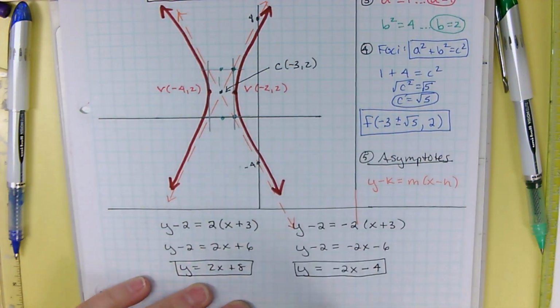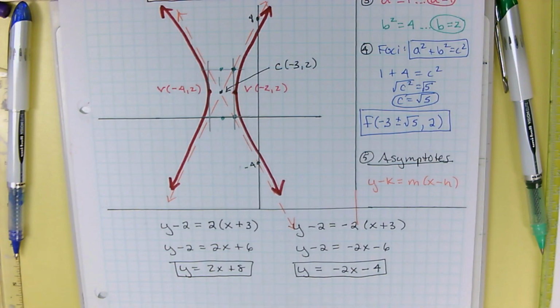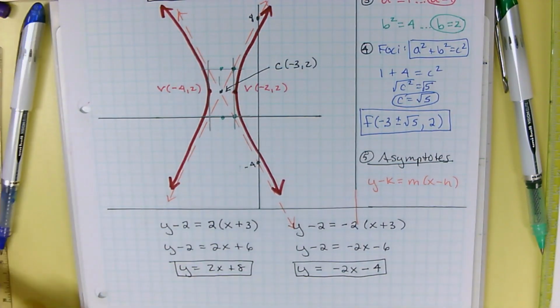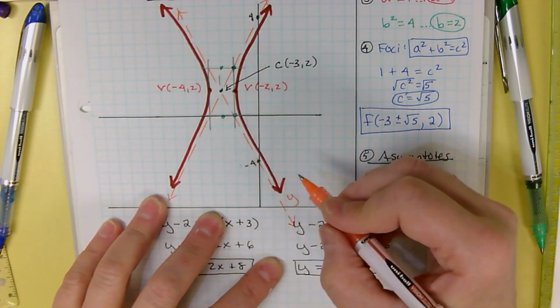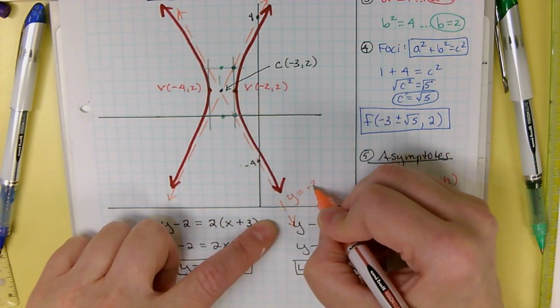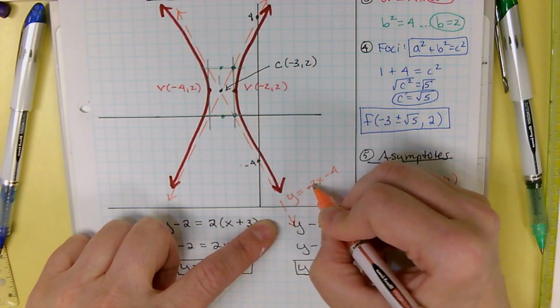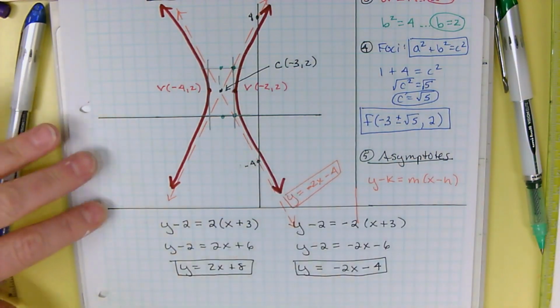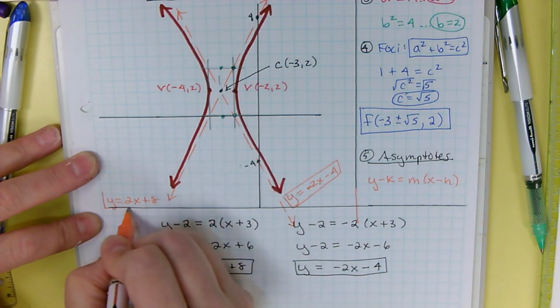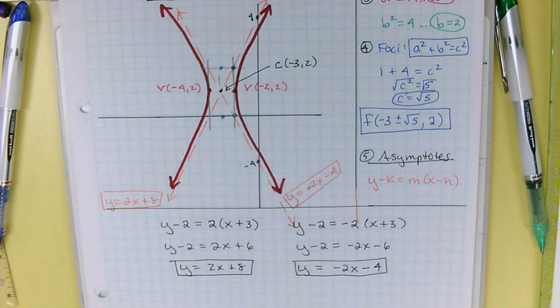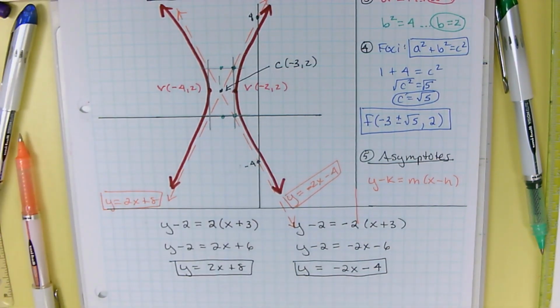And those are your asymptote equations. And you can either label them on the side or on the graph. If you're going to label them on the graph, put them at one end of the asymptote, with a box around it. So y equals negative 2x minus 4, put a box around it. And then this one would be y equals positive 2x plus 8, draw a box around it. And we are done. Any questions?